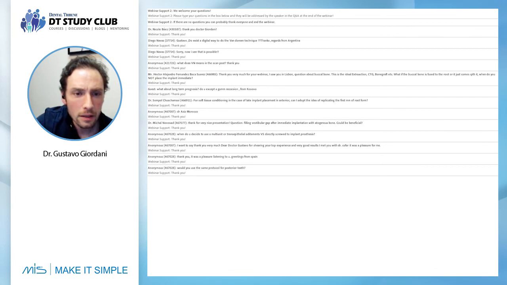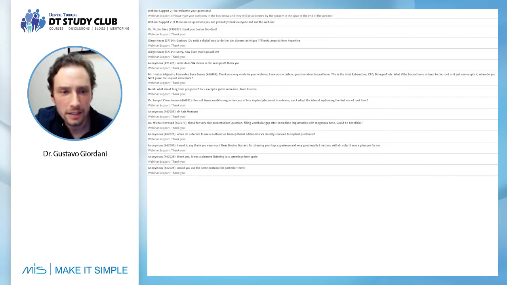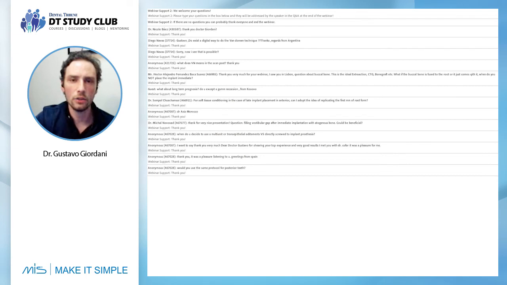Does the trimming? Yes, we have the scan post in the V3. This is a very nice kit from MIS. We can use it in the standard and also narrow. And you just screw in and you scan, and all the libraries from MIS are inside the design software.